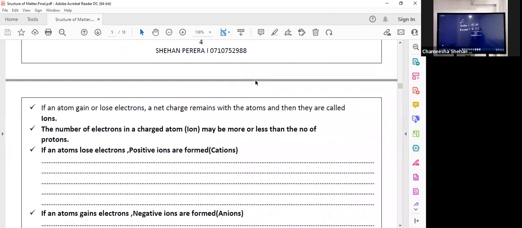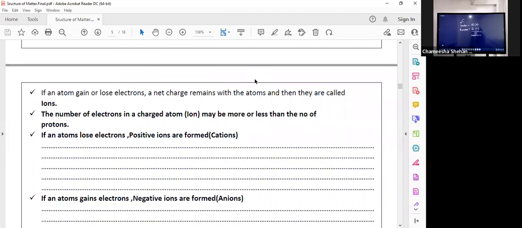If an atom loses or gains electrons, a net charge remains in the atom. And then they are called ions. So I'll tell you what ions are. So far we discussed what neutral atoms are. They have an equal number of protons and electrons. Then I'll tell you what will happen to an atom if it loses electrons, and what will happen to an atom if it gains electrons.